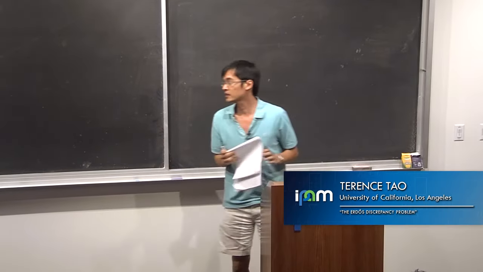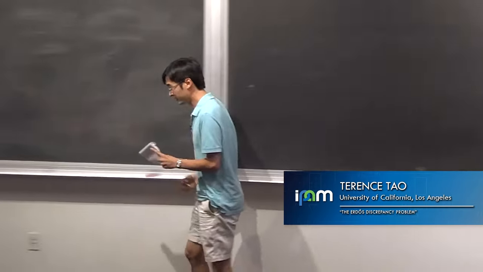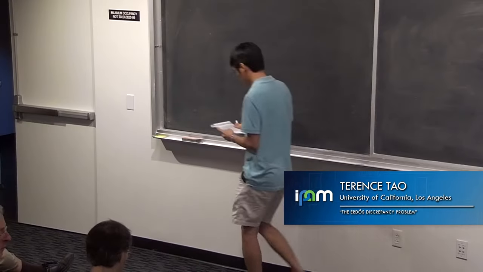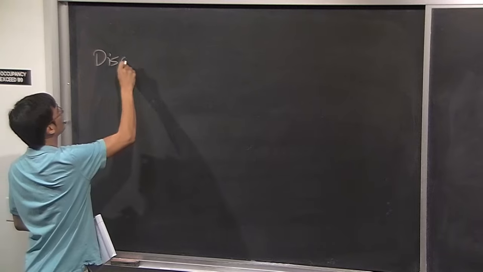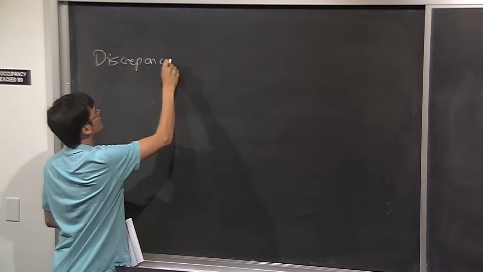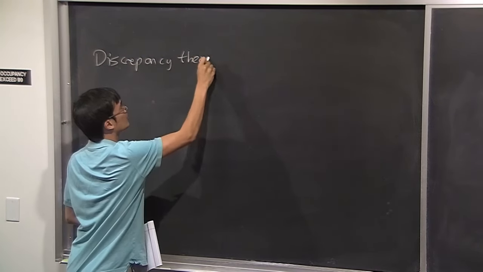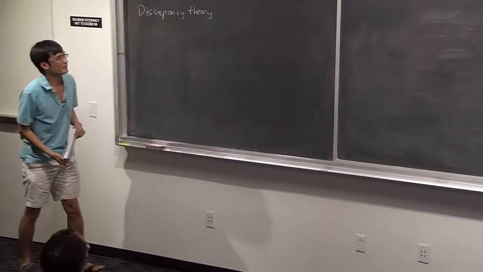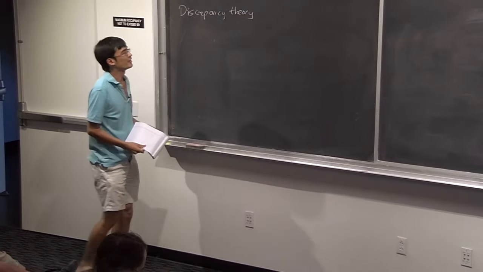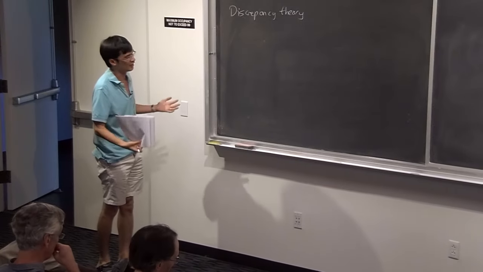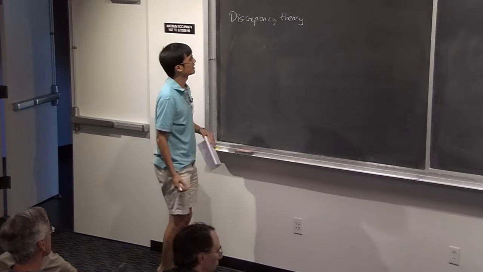So I'll be speaking about some work I did a few weeks ago, actually, on discrepancy theory. So discrepancy theory, roughly speaking, is a study of how well balanced or well distributed you can make various sequences of numbers or points, things like that.